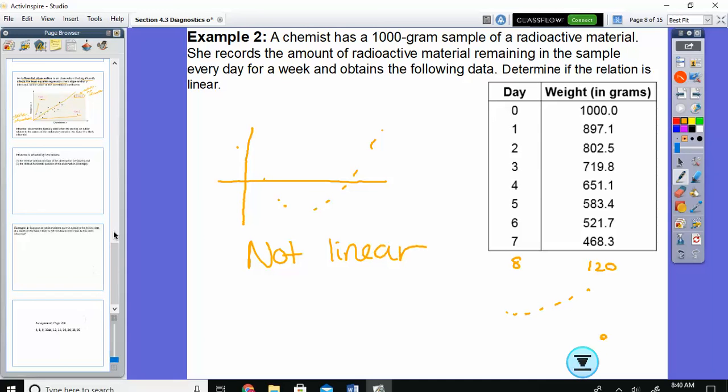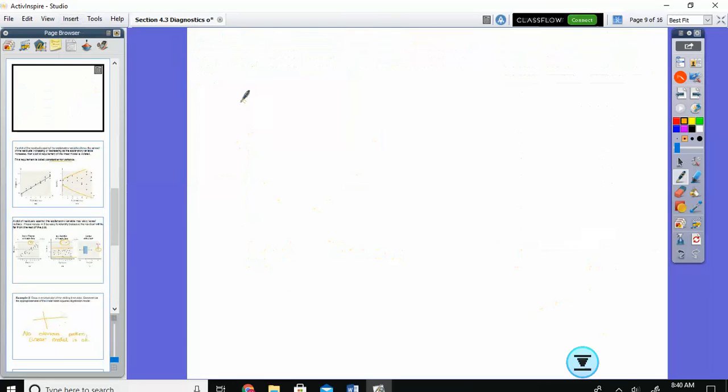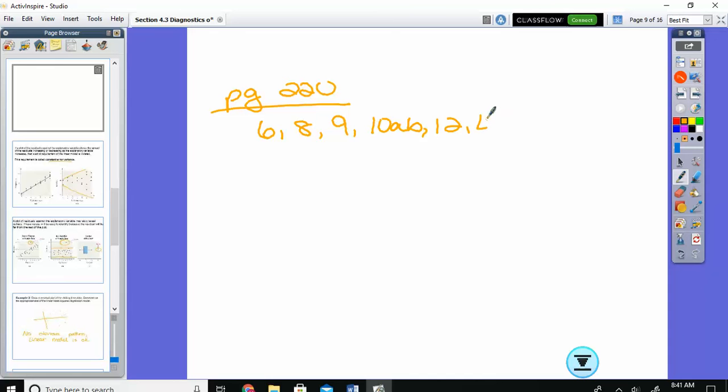I am going to stop here. Your assignment is going to be on page 220. And I am going to give you class time tomorrow to work on this, kind of as a peace offering, because I know last week you had a little more homework than usual in here. So we will have class time tomorrow, so this won't actually be turned in.